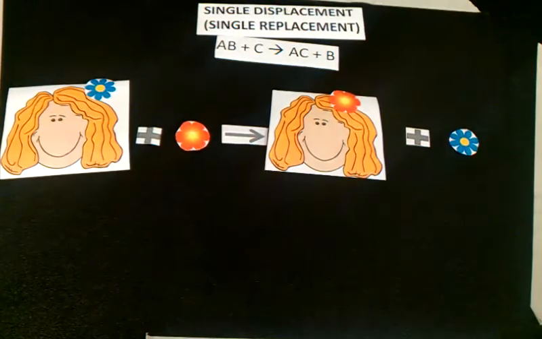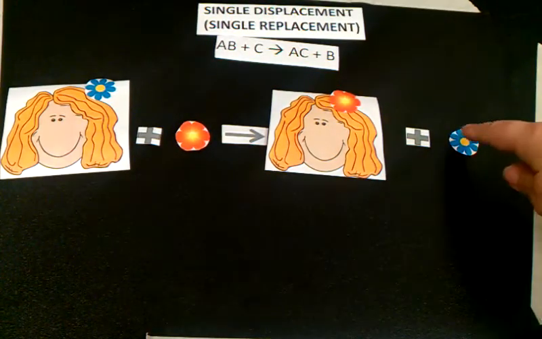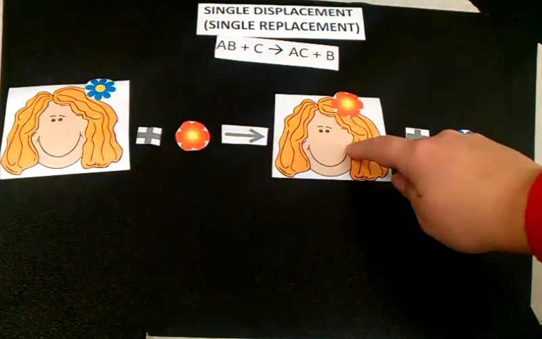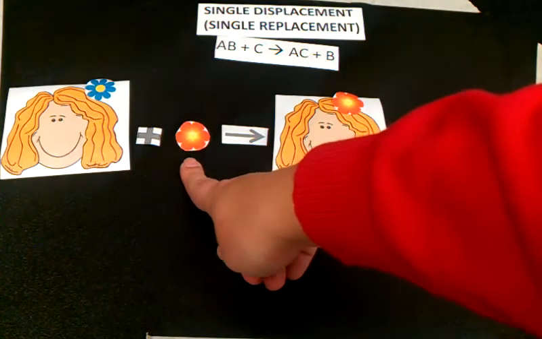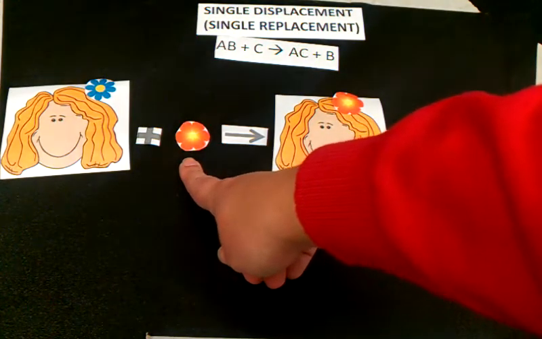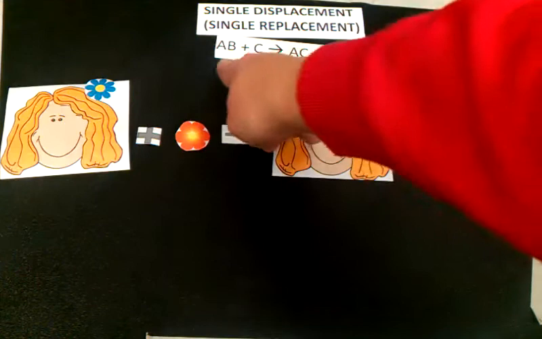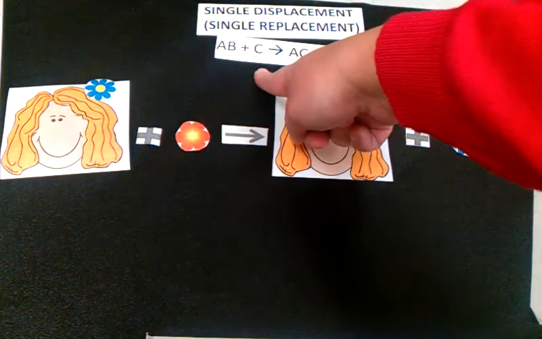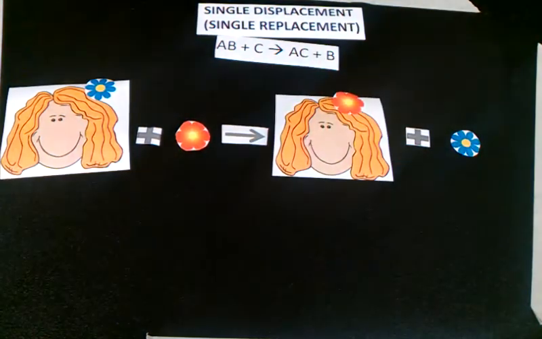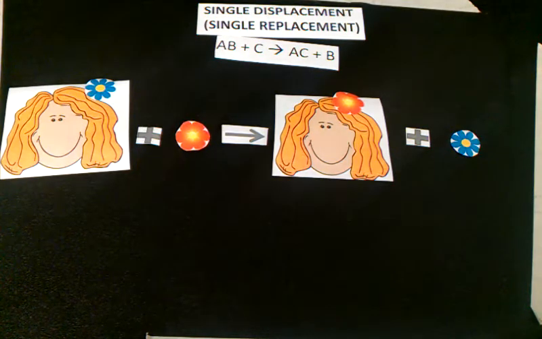It's important to realize, though, that I didn't let the flower replace the girl. The thing by itself, in this case the orange flower, is always going to replace the thing that's like it. Okay? So if you have an ionic compound, if the thing that's by itself is a cation, it's going to replace the cation. If the thing that's by itself is an anion, it's going to replace the anion. Right? Let's look at some examples of this, some actual reactions.